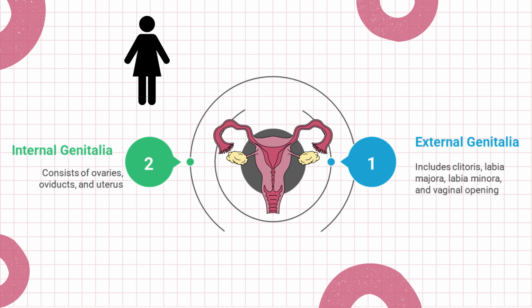The structures consist of ovaries which produce eggs and reproductive hormones, the oviducts which receive gametes and serve as the fertilization sites, and the uterus, which houses the embryo and serves as the site for pregnancy.